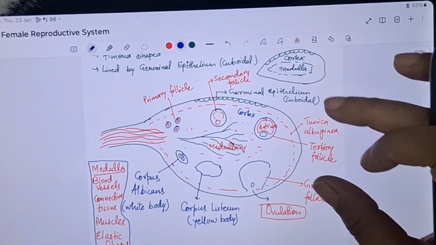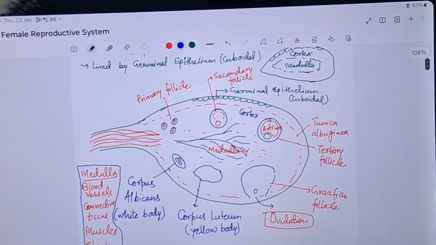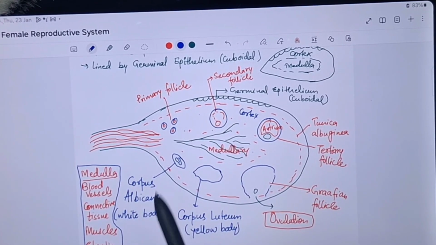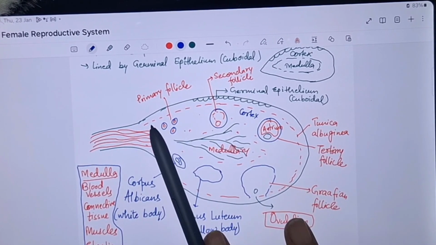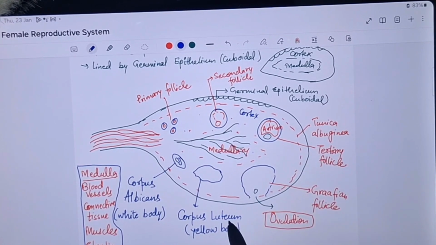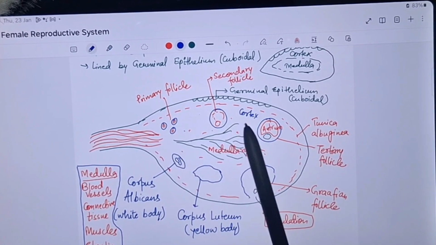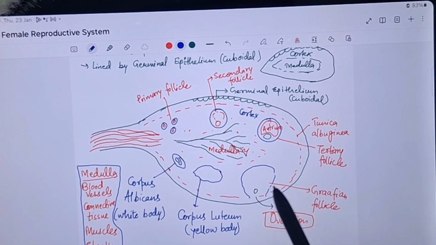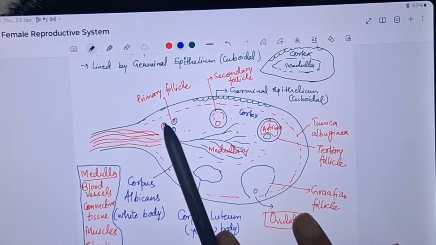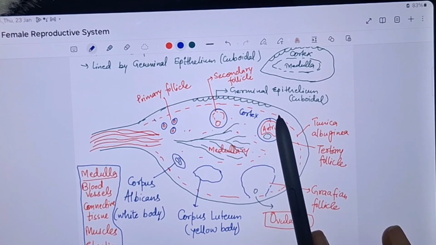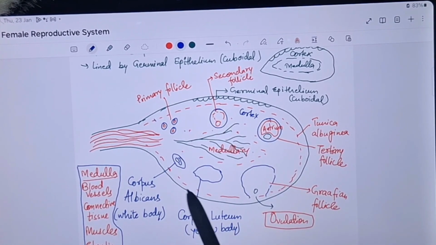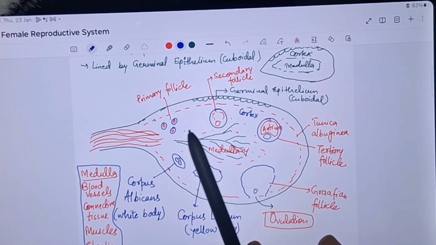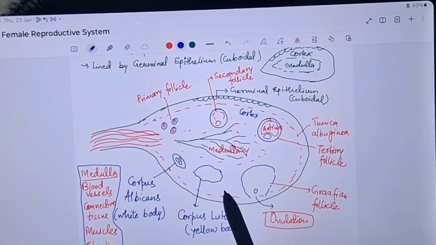Now I will be discussing the detailed structure of the ovary, where you can see the ovary, which is almond shaped. It basically has different compartments and they have different roles. The ovary is internally lined with the germinal epithelium. The outermost portion of the ovary is termed the cortex and the inner one is called the medulla.